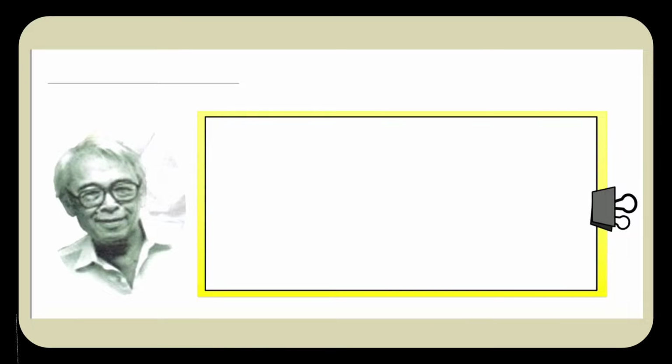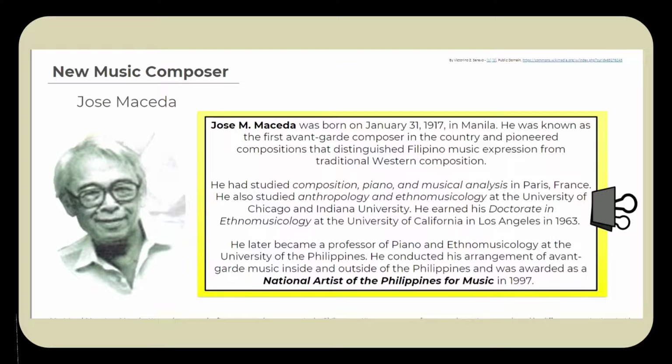Musicians. Meet Jose Maceda. He was known as the first avant-garde composer in the Philippines. His arrangement of avant-garde music was conducted by different organizations inside and outside of the Philippines. He dedicated himself to promoting Philippine music. He received an award as the National Artist of the Philippines for music in 1997.